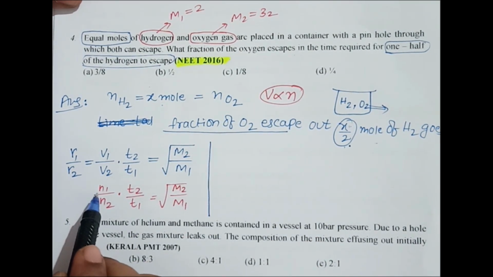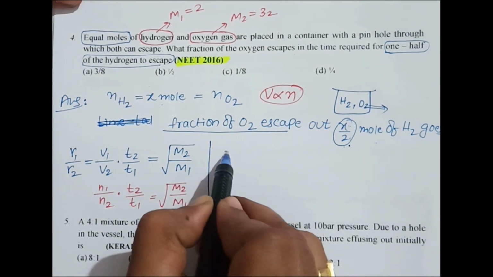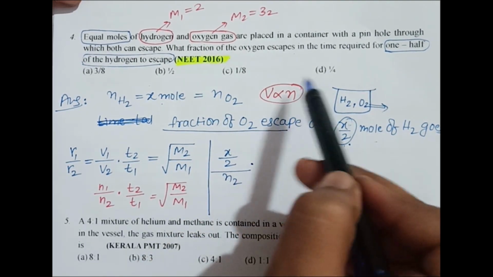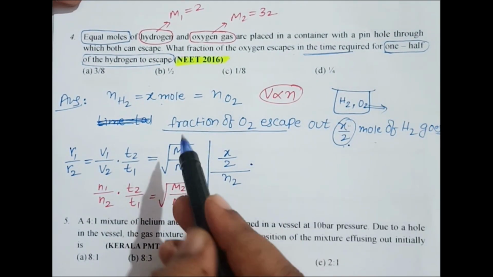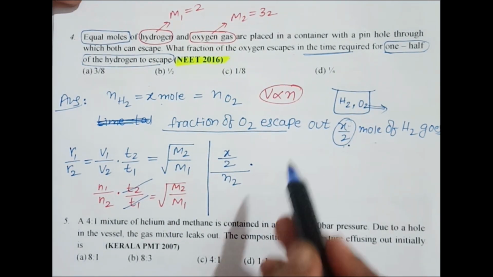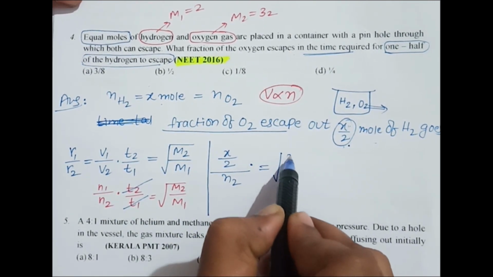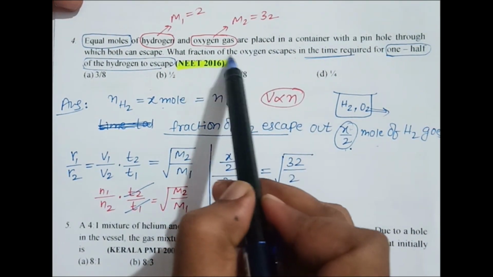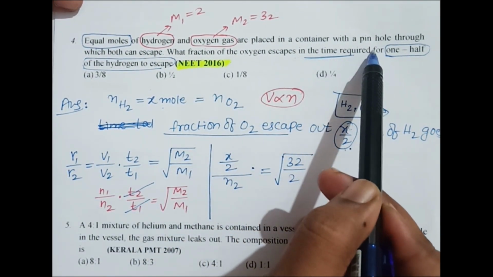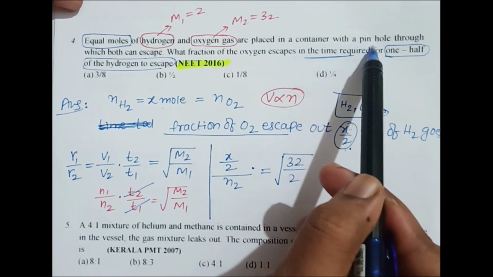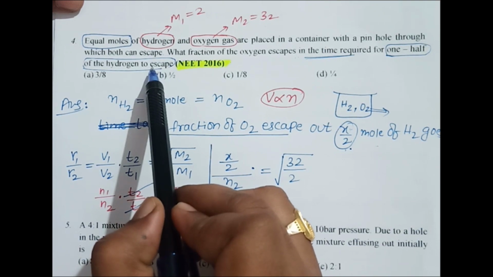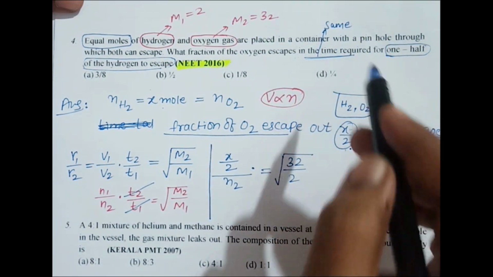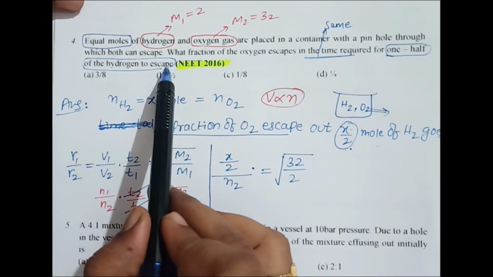N1 means number of moles of hydrogen, that is x by 2 mole. X by 2 mole of hydrogen upon N2, which is a question mark. The time required is the same for both. So time is the same, which gets cancelled, which is equal to under root M2, molar mass of second gas is 32, upon first gas, it is 2. Understood? What fraction of oxygen escapes in the same time required... the word same is not given, but we have to understand it as the same time required for 1/2 of hydrogen to escape. Had the word same been given, it would have been very clear, but they did not give it. So you have to understand that it is the same time required for 1/2 of hydrogen to escape.